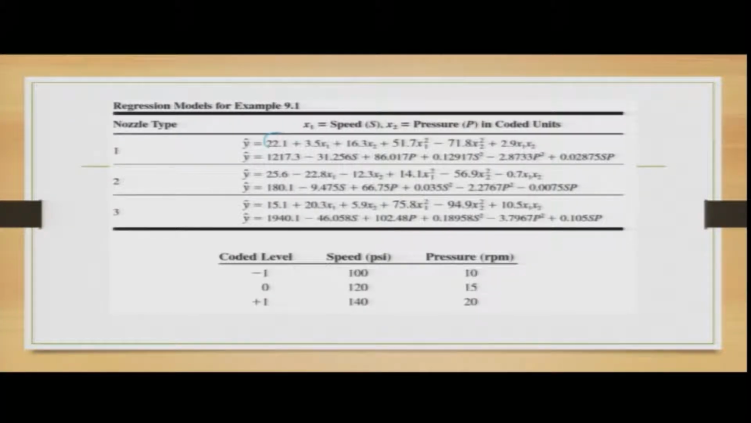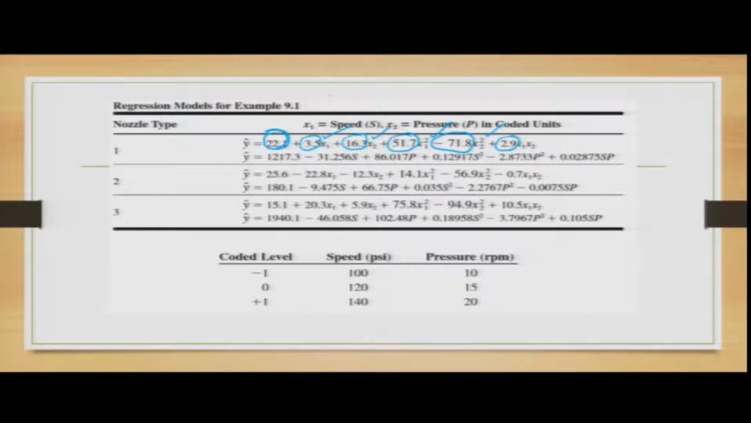This would be the beta naught. I am only highlighting one of them. This 3.5 would be beta 1 with a factor of x 1. This 16.3 would be beta 2 multiplied by x 2. This would be beta 1 multiplied by x 1 square. Now there is a negative term, so this would be beta 2 with a minus sign with x 2 whole square, and this one would be beta 2 multiplied by x 1 x 2. I will just write them.